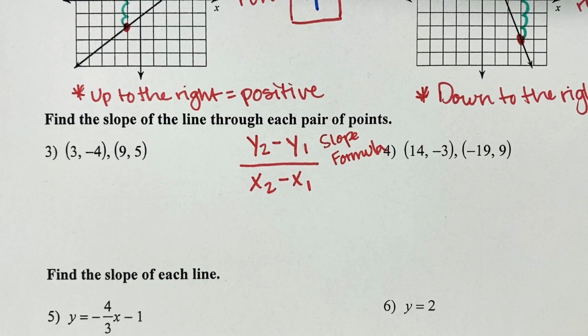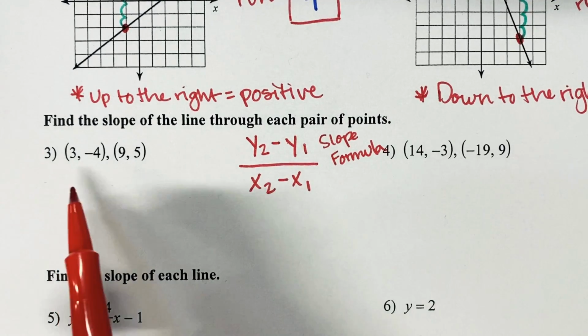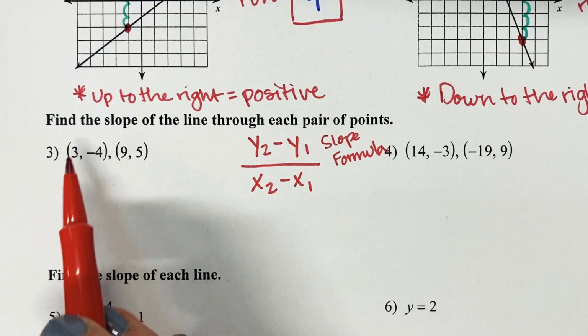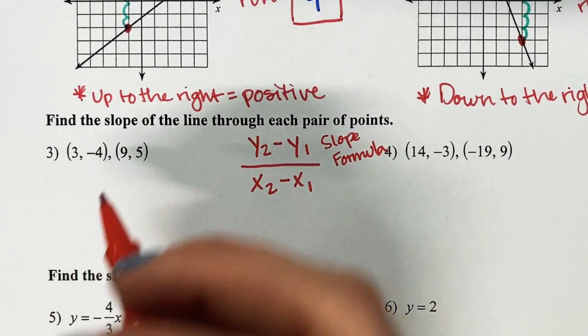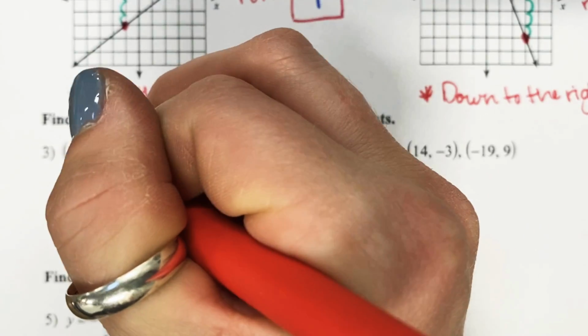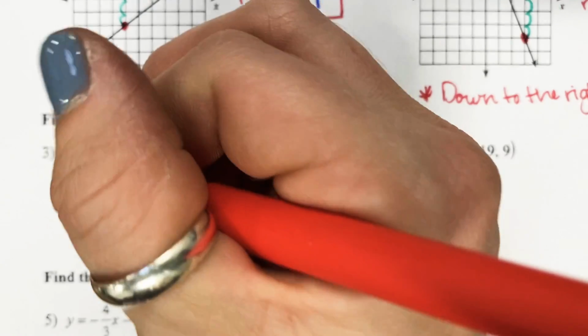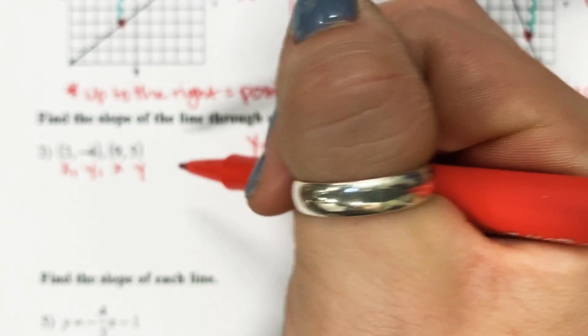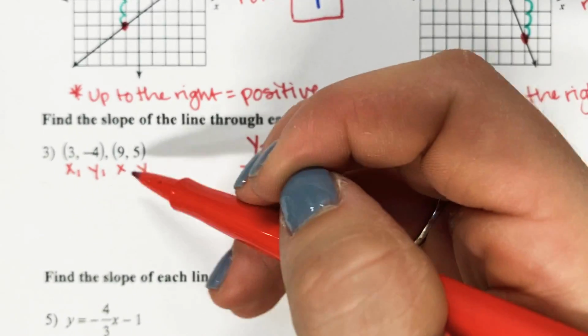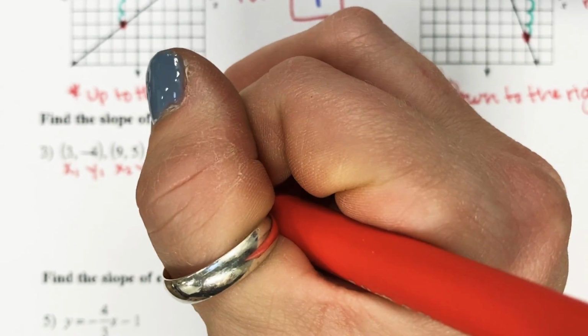Okay, so now what I want us to do is label our coordinate points. So this is my first coordinate point, 3, negative 4. Okay, coordinate points are always written as x, y, x, y. Well, if this is my first one, then this is going to be x1 and y1. And if this is my second one, this is going to be x2 and y2.